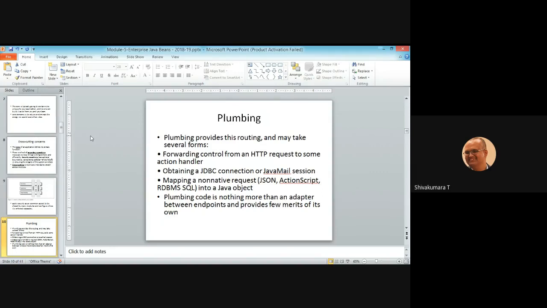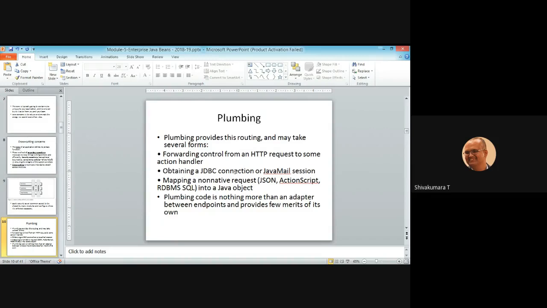The third responsibility, the breakup responsibility, is the plumbing. So plumbing provides the routing and may take several forms. As I said, the plumber is going to connect the pipelines from the river to the pond to the overhead tank to your individual house pipeline, and from the house to your mug and bucket. See how he is connecting in a proper order, in proper sequence. In the same way, the software plumbing team needs to connect.